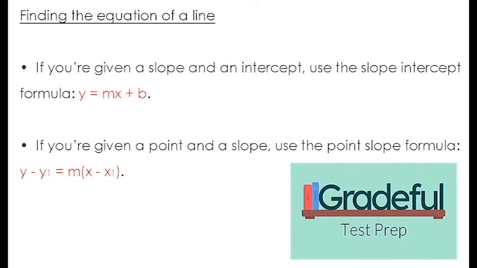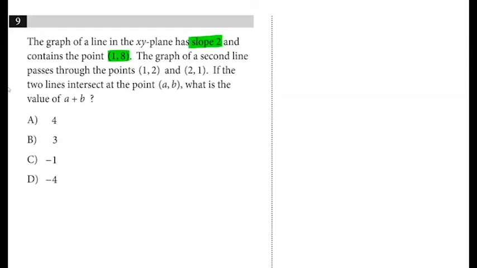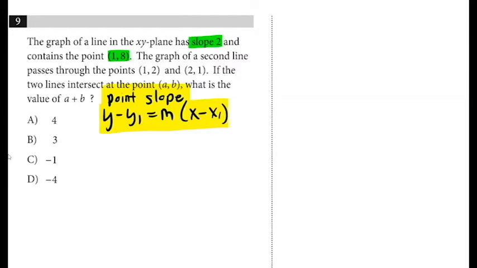If you're given a point and a slope, then you can use the point-slope formula of a line, which is y minus y1 equals m times x minus x1. So here we have a point and a slope, so let's go ahead and use that formula. And so if we plug in our point, the x will go in the x1 spot, the y will go in the y1 spot, and the slope will go in the m spot.